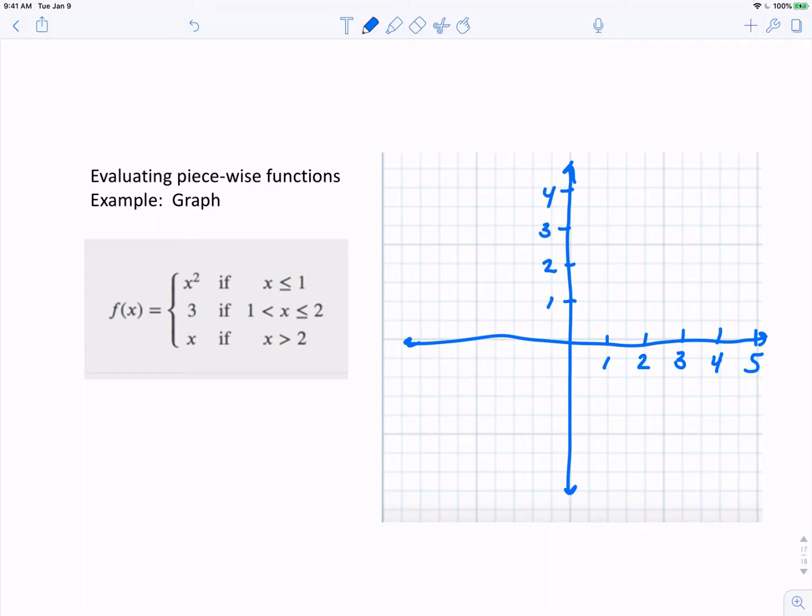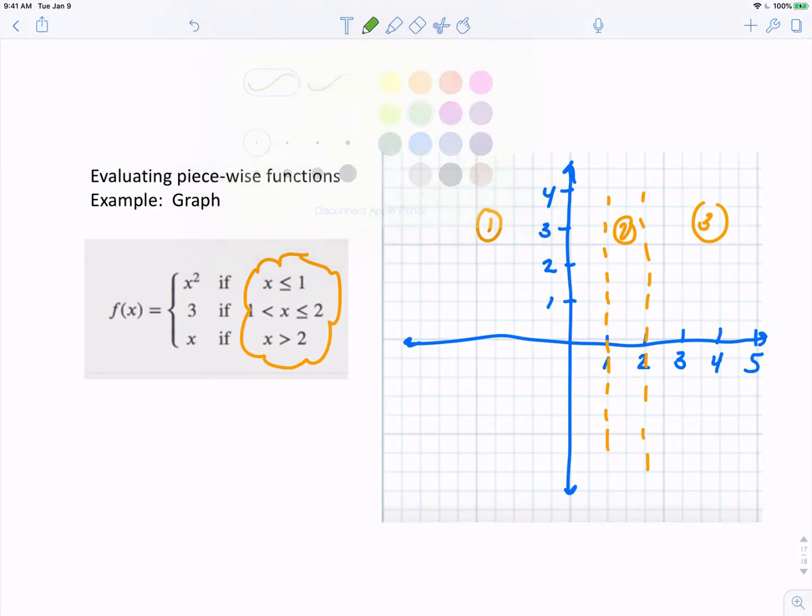Now, whenever I graph a piecewise function, the first thing I always look for is how the domain has been divided. So it's been divided into 3 regions. Region 1, where x is less than or equal to 1. Region 2, where x is between 1 and 2. And region 3, where x is greater than 2. And in each region, there's going to be a certain rule applied. So in the first region, the rule that we're applying is x squared. Now, x squared we know is the shape of a parabola, and it's going to apply in region 1.